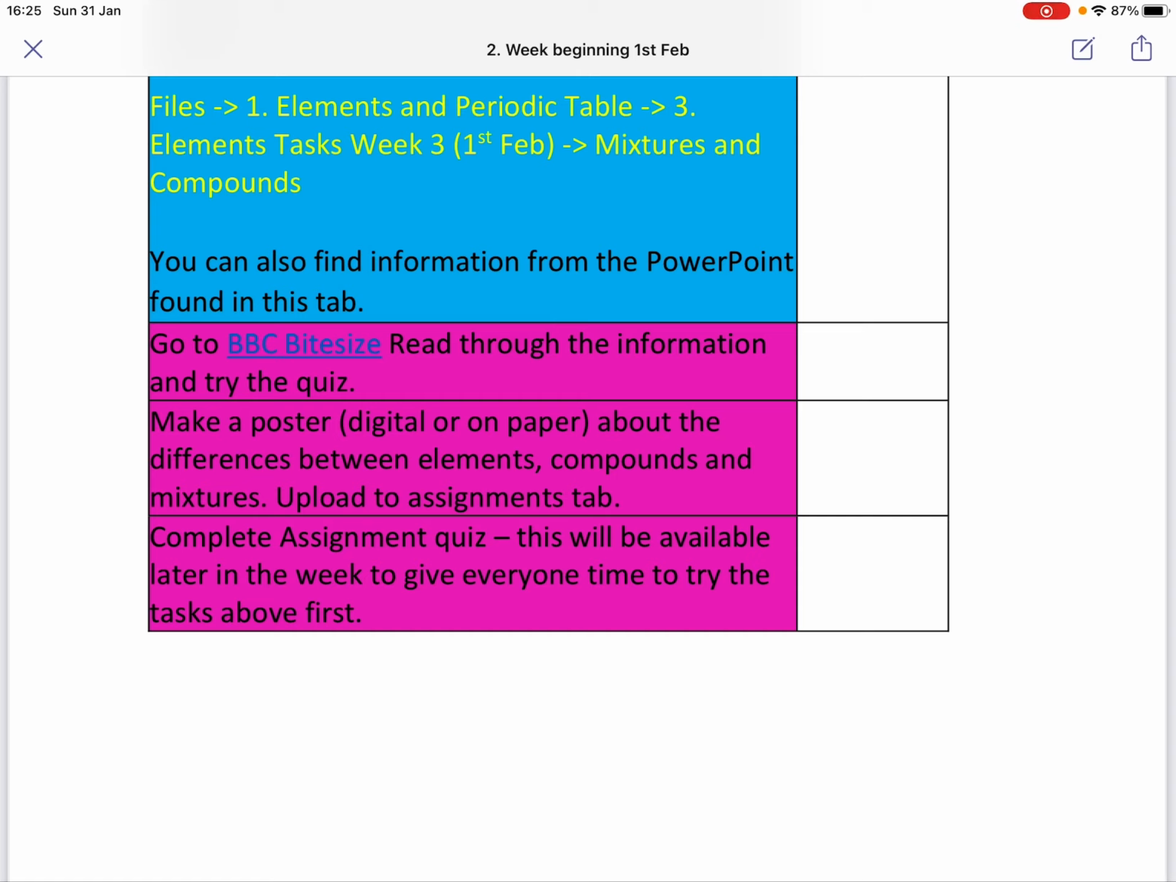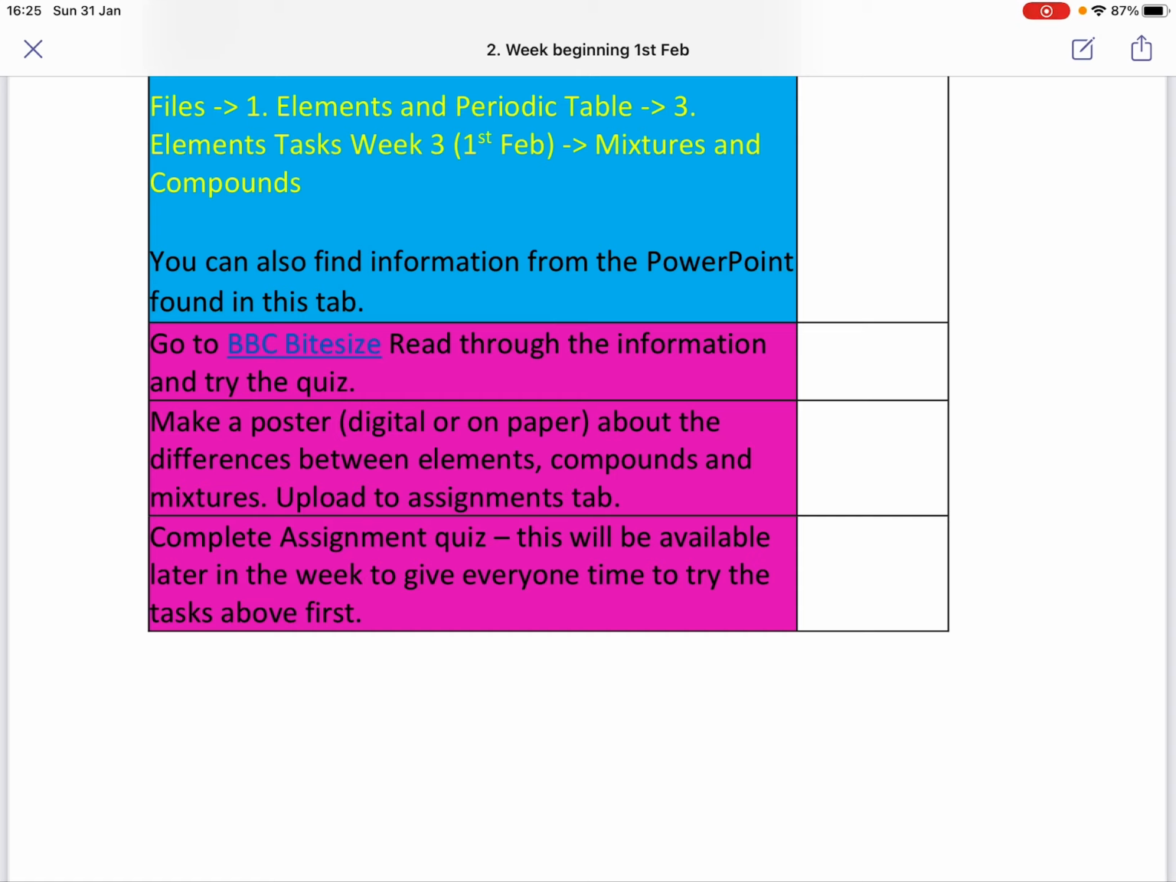One of them is just make a poster about the differences between elements, compounds and mixtures. So you can do this digitally on Word or even PowerPoint or Publisher, or you can do it on paper and then just take a photograph of it. And I'm going to get you to upload that to your assignments tab. And then as usual, I'll give you a little quiz later on in the week with some multiple choice questions just to see how you've got on with this week's tasks.